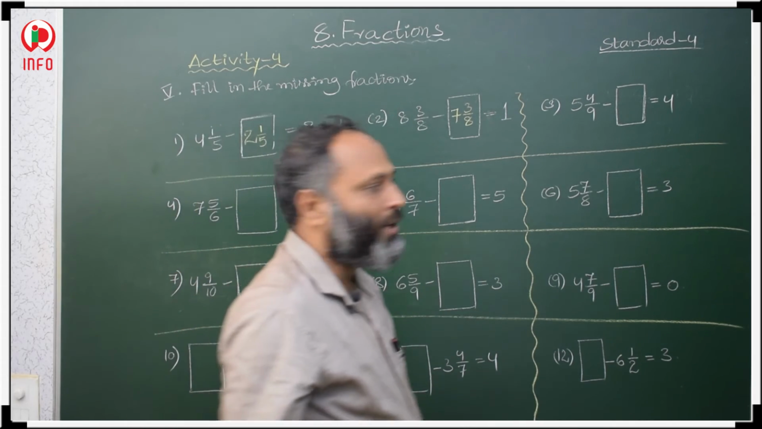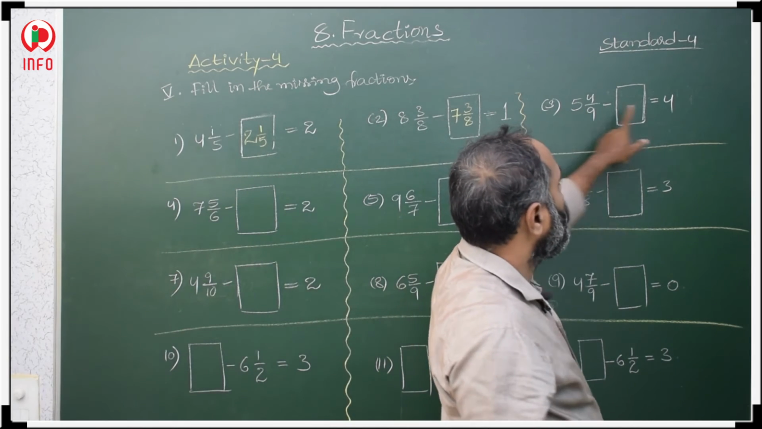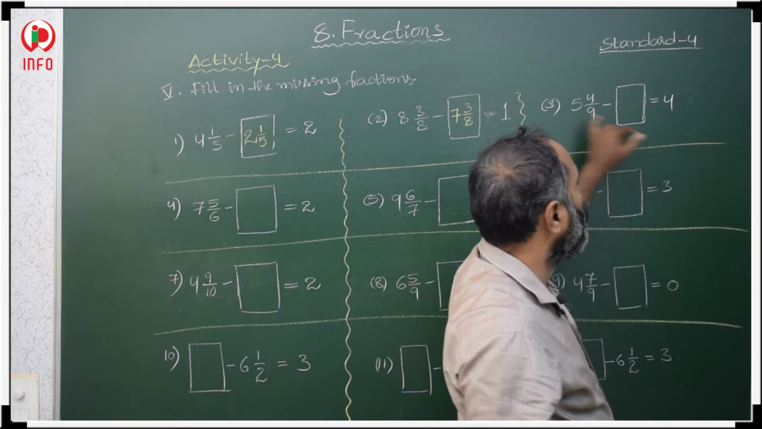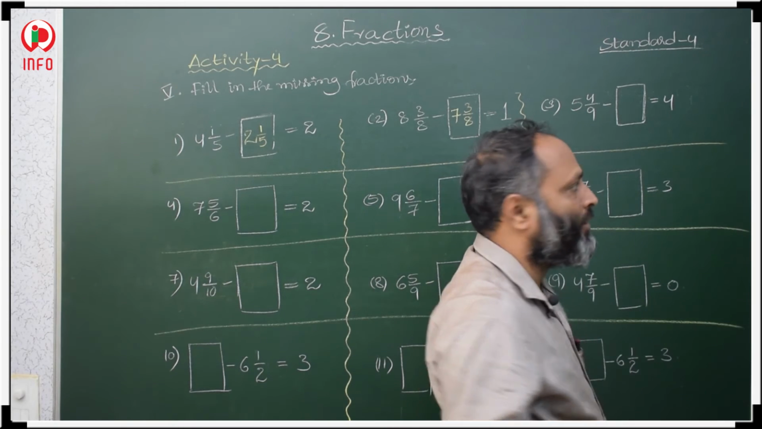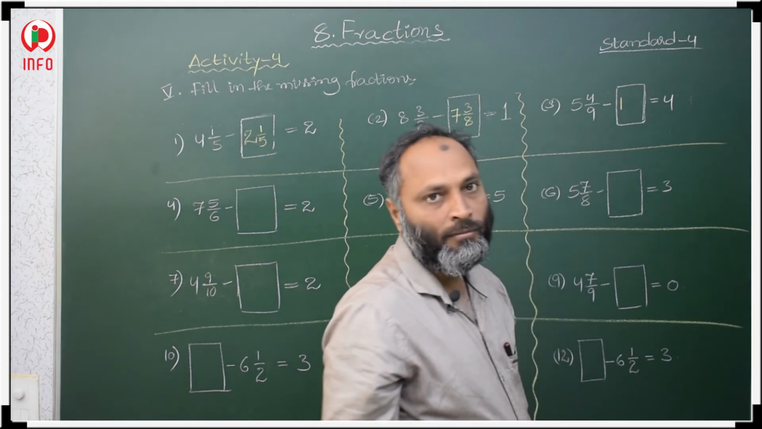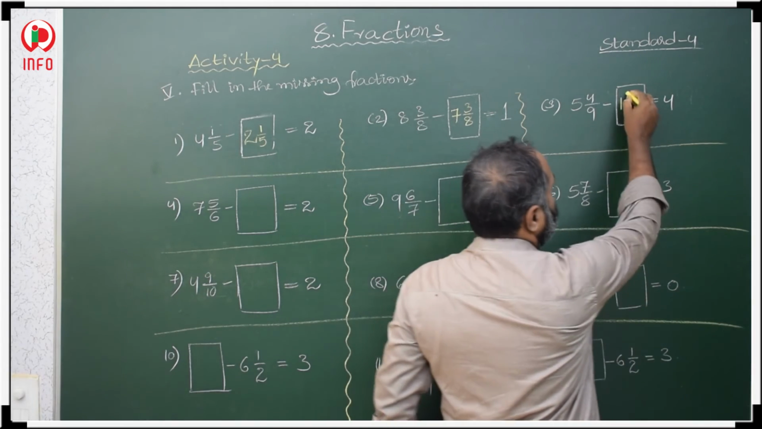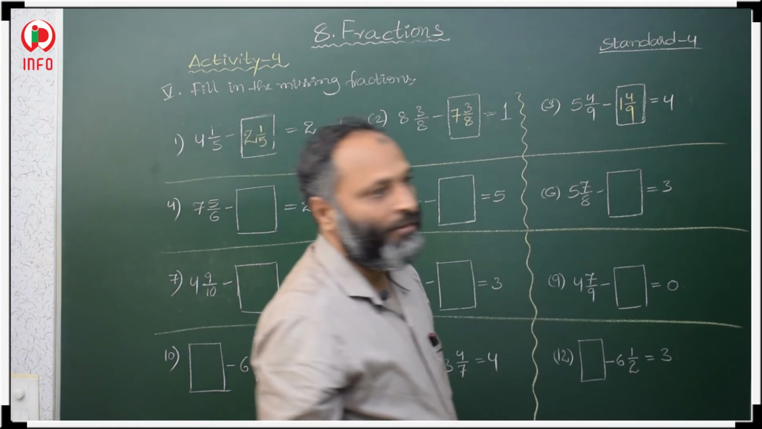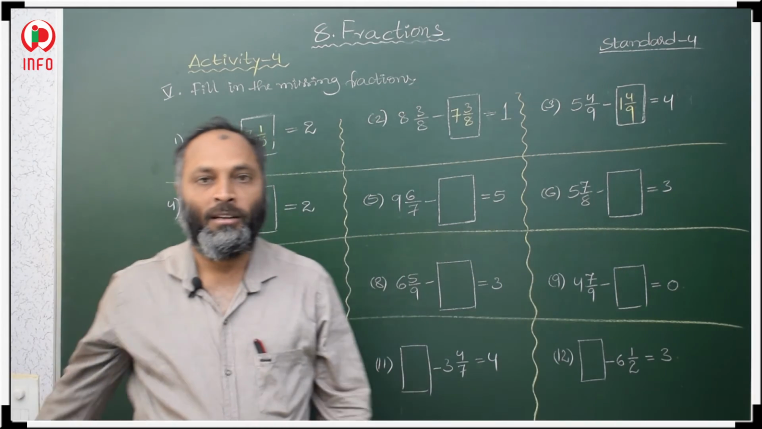Okay. Now whole part minus whole part. 5 minus 4. 5 minus 4 is how much? 1. Then the proper fraction 4 by 9, so we have to write 1 4 by 9. This is the answer. Okay.